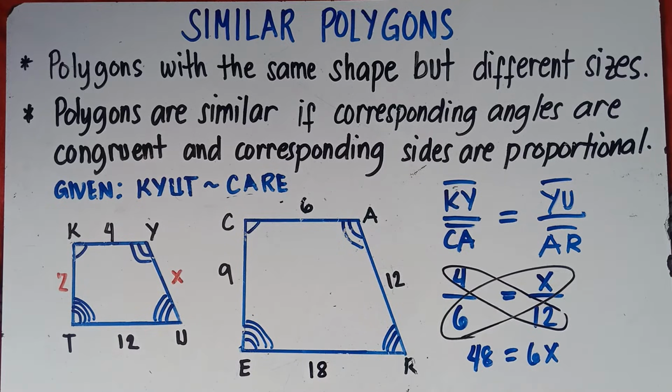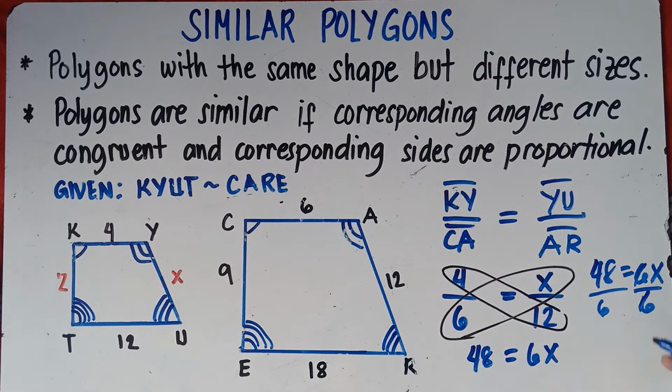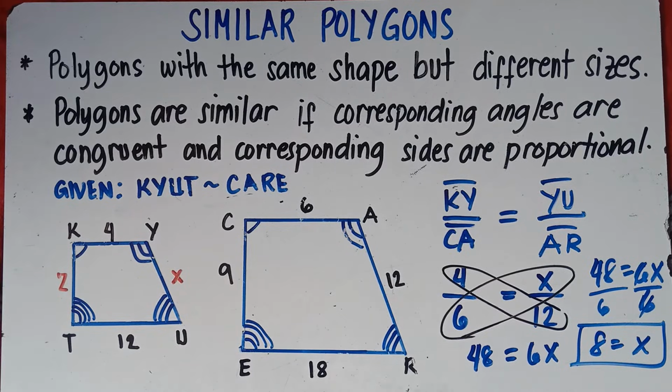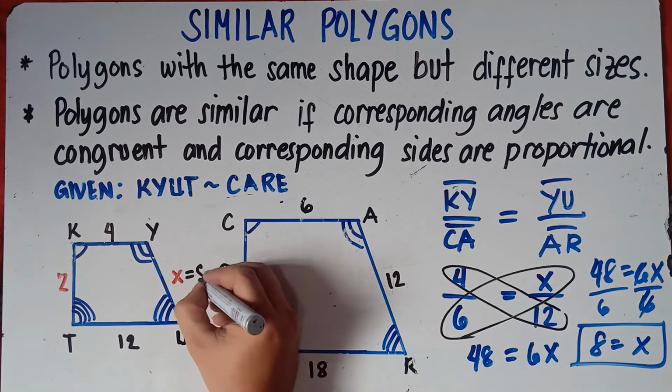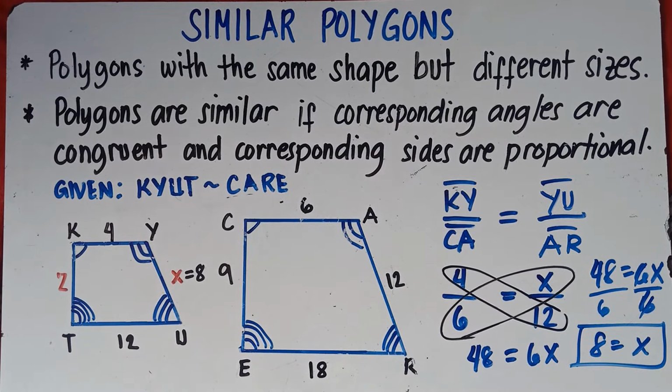And to get the value of x, you simply divide both sides by what number? That's correct, we can divide by 6. Our x will be 48 divided by 6, that is 8. Therefore, x is equal to 8. And let's try to find the value of z. How do you find the value of z?